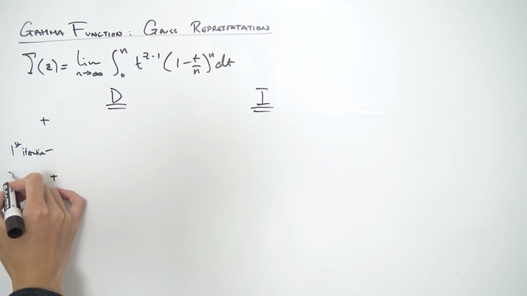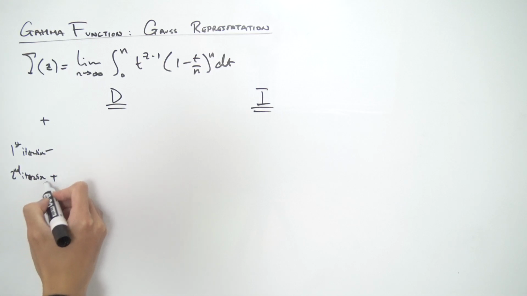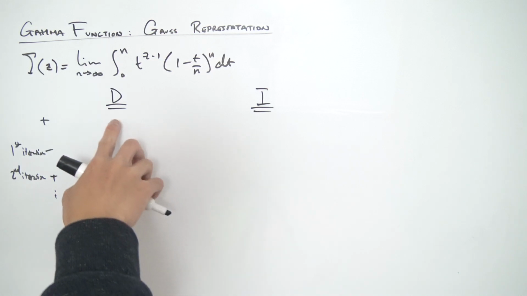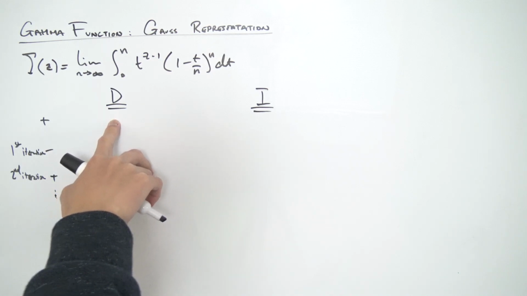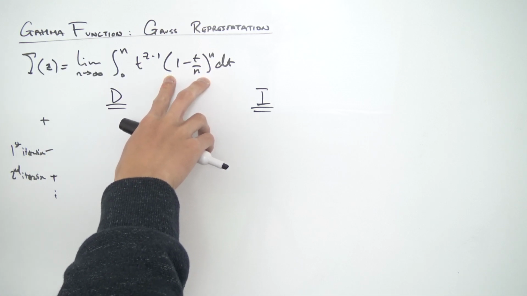And then on the second row, we have our second iteration. And then we're going to keep going down a little bit further. But let's just stop at the second iteration first and see if we can find any patterns. So what are we going to differentiate? Well, I want to differentiate this 1 minus t over n.